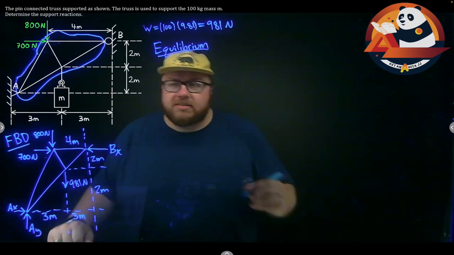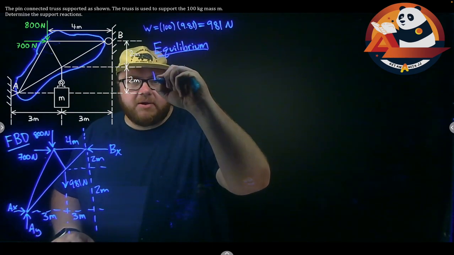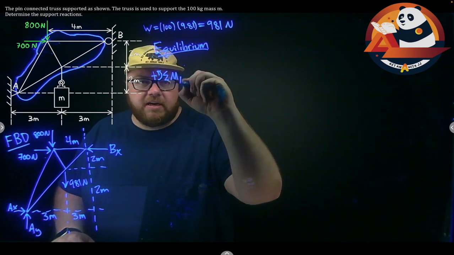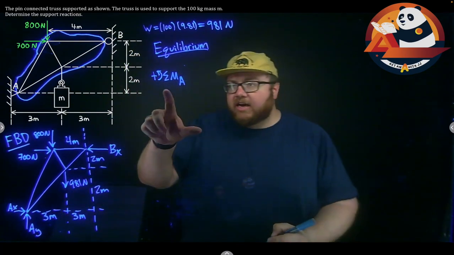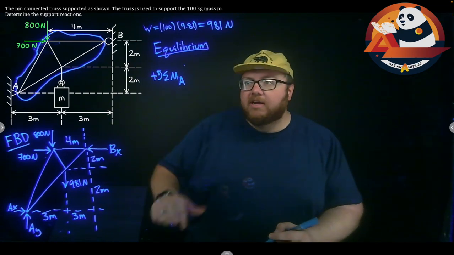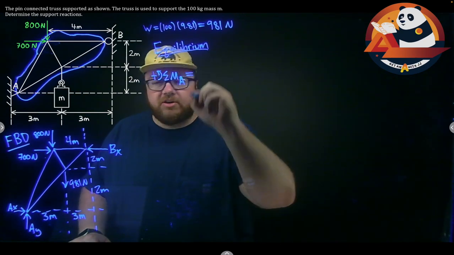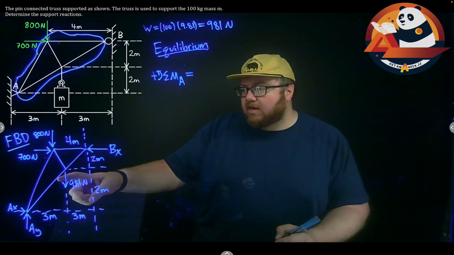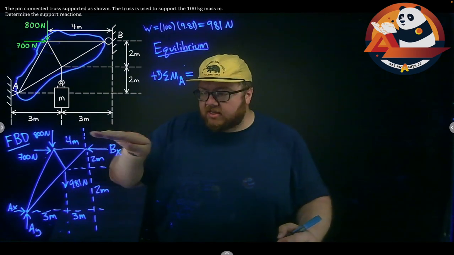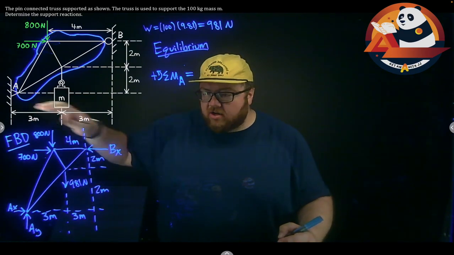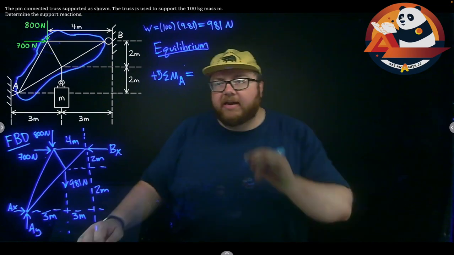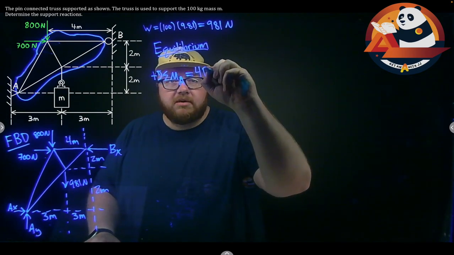Let's do moments first. So I'm going to say with positive going counterclockwise, I'm summing up my moments about point A. Get that equation documentation step in here. What am I actually doing? What's my equation? Then I'll set this equal to anything causing moment. I know Bx will cause moment. If it pushes to the left here, it will cause a counterclockwise rotation about A, and it's 4 meters above A. So 4 Bx.